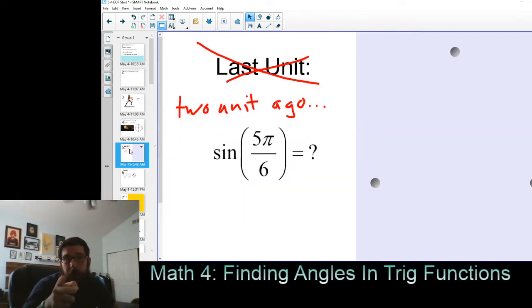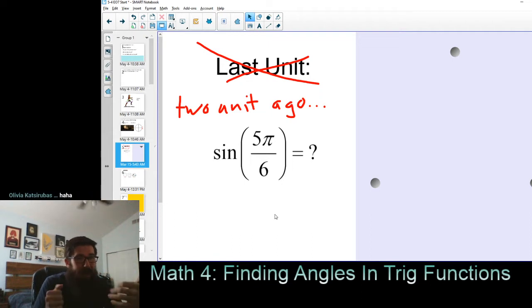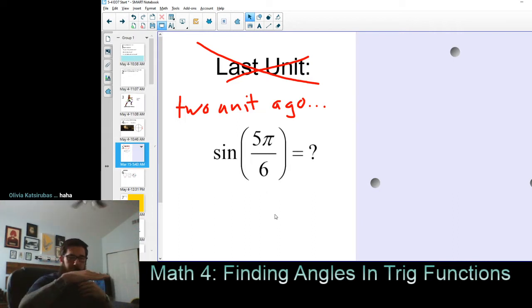What would have been last unit, but now 2 units ago, we would ask sine of 5 pi over 6, and we're going to ask, hey, what is that value? So 5 pi over 6, let me think. If I do it this way, I'm used to doing it backwards. So 5 pi over 6 for you guys should be here. I'm trying to look at the camera and make certain this matches. Unit circle, 5 pi over 6, you get half.